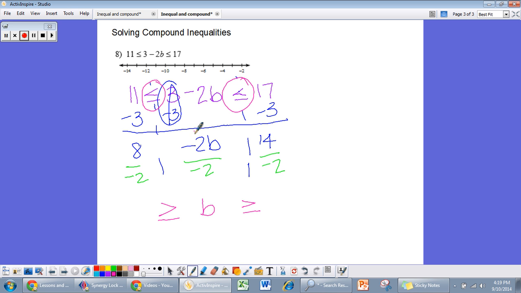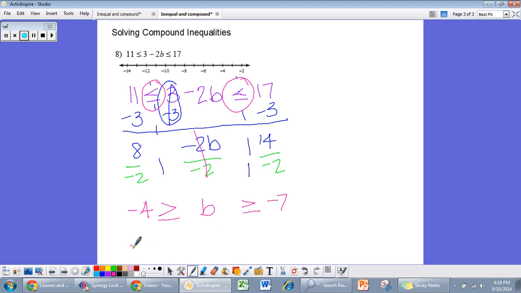So negative 2 divided by negative 2 is a positive 1 times b is b. 8 divided by negative 2 is a negative 4. 14 divided by negative 2 is a negative 7. Now, whenever we're in math, you know how we like to list things from the smallest number to the largest, and this is not in that order. So I'm going to go ahead and switch this around.